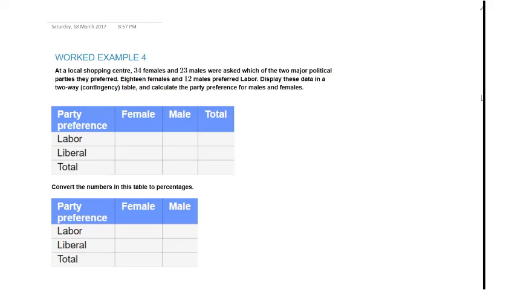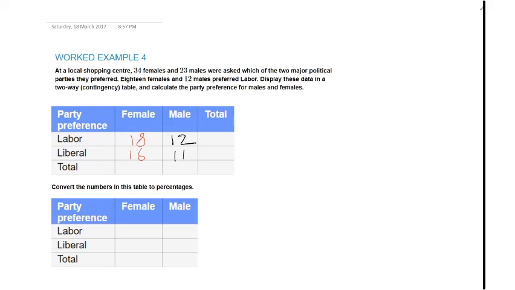Now let's look at some questions. At a local shopping centre, 34 females and 23 males were asked which of the two political parties they preferred. 18 females preferred Labor, and 12 males preferred Labor. That means 16 females like the Liberals and 11 males like the Liberals.